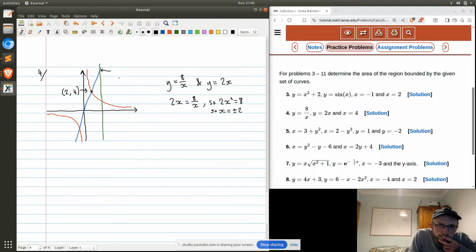This one is 4, 8, and this one is 4, 2. Oh yes, it must be, because it's on the reciprocal thing, isn't it? Okay, so how to obtain Pinky? This one.